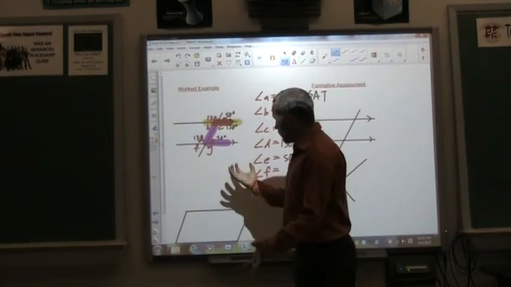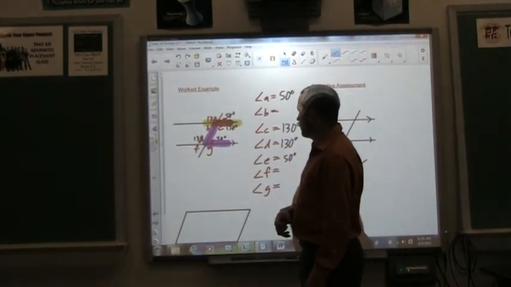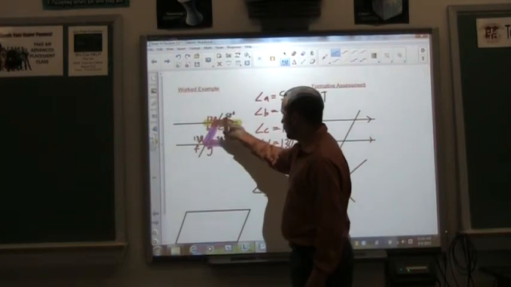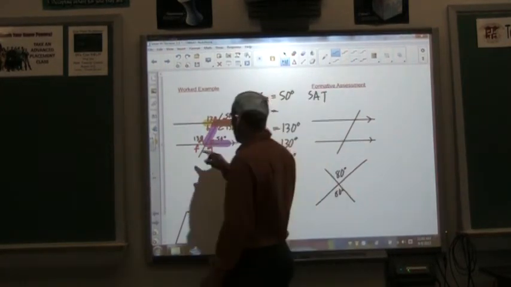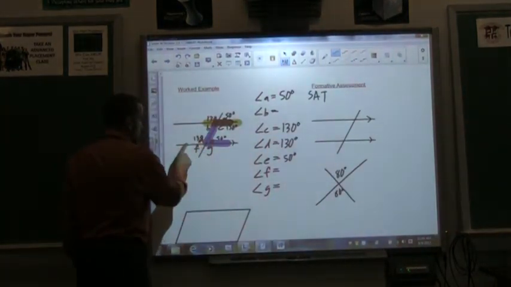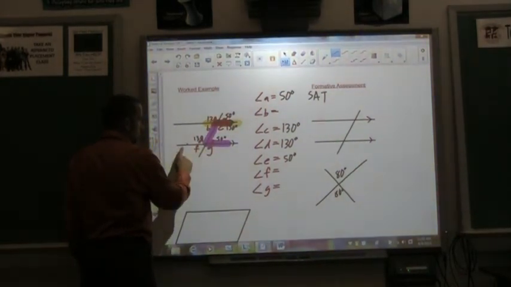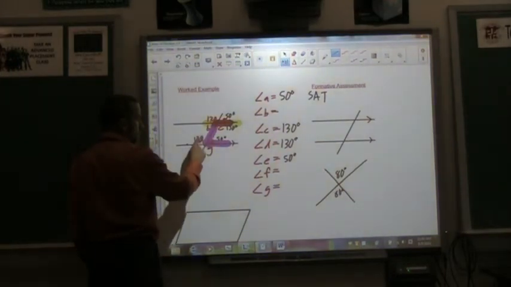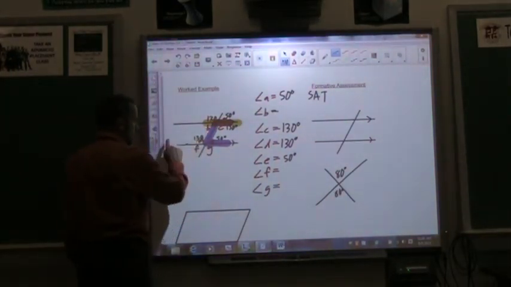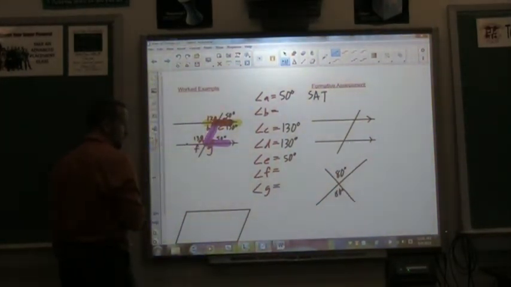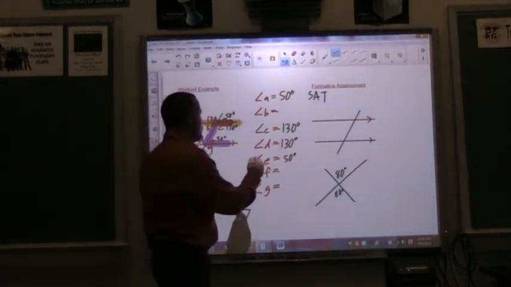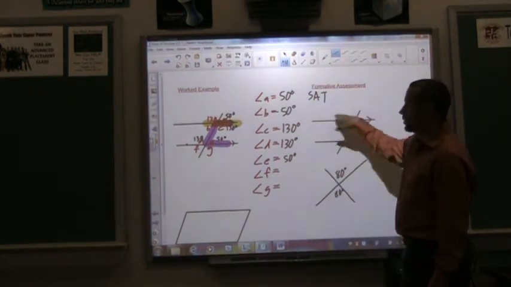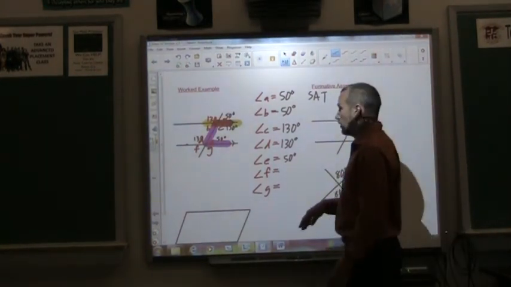B, all kinds of theorems we could use for B. I could use the vertically opposite theorem that tells me that these two angles have to be the same. I could use the backwards C rule here. It tells me co-interior angles have to add to 180, so B and 130 have to add up to 180. So any of those would tell you that B is 50 degrees, and you would just list the reason that you used.